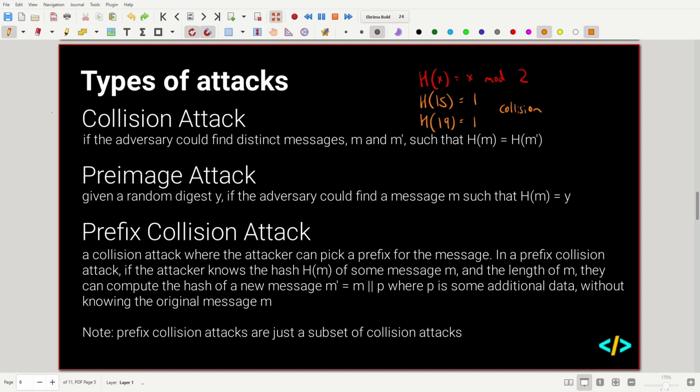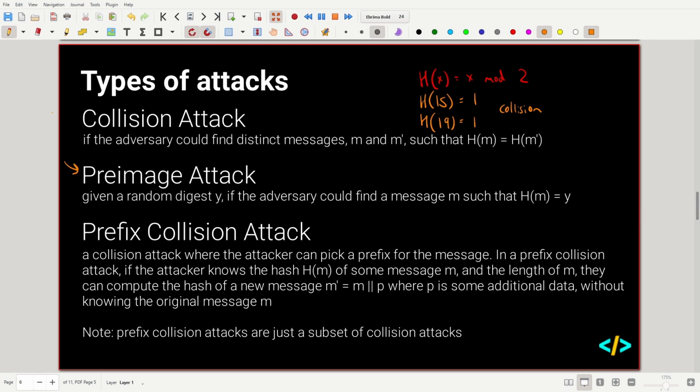But collisions in production apps, we want to avoid them wherever possible, and so we want our output to be sufficiently large to prevent collisions wherever possible. This is why SHA-256 uses 256 bits, because the chance of a collision, I might be slightly wrong on my maths here, but it's something like this. It's a very, very small fraction that we're going to have a collision between 2 hashes. So that's a collision attack.